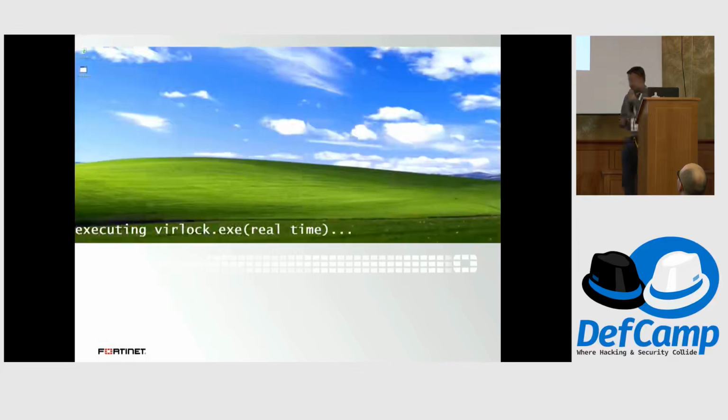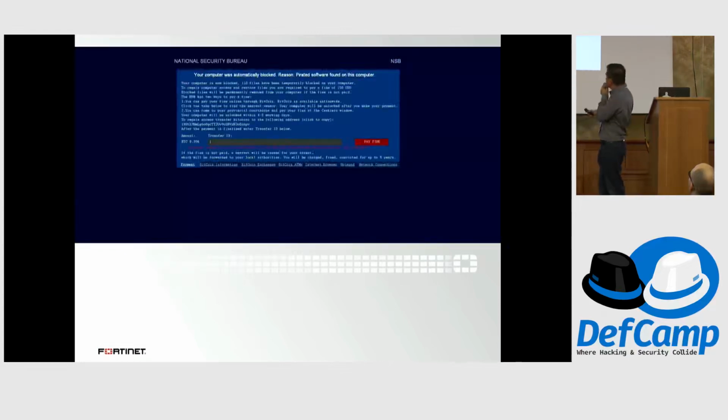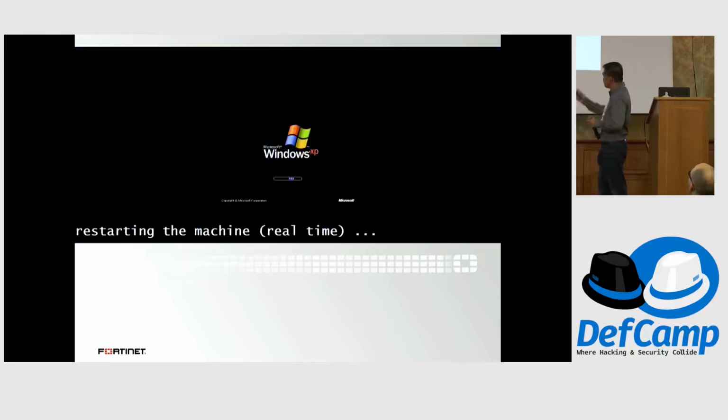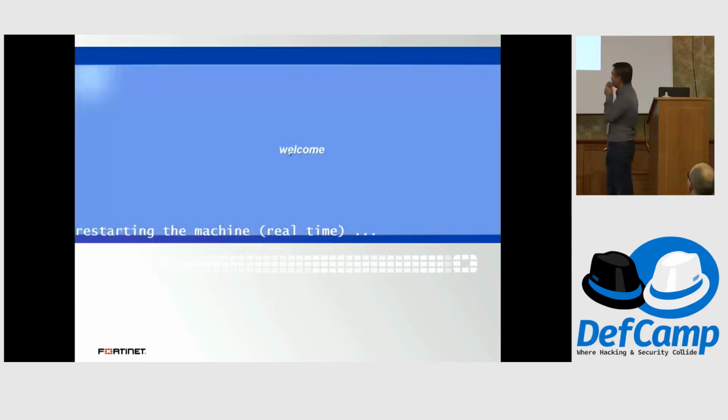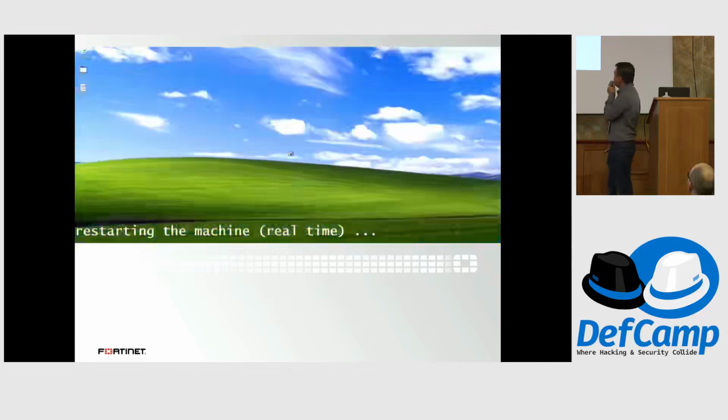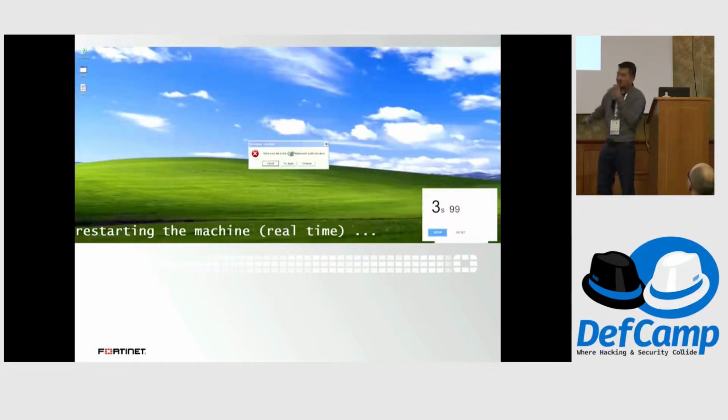This one is real time. That means I run the malware on that one. See, I'm infected. Real time is starting the machine, and then if you're infected, you can restart the machine. I put a clock so that you know it's real time, how long it will take for it to show that you are still infected.